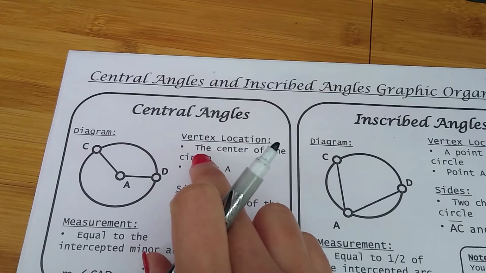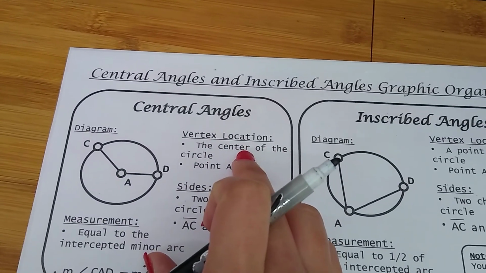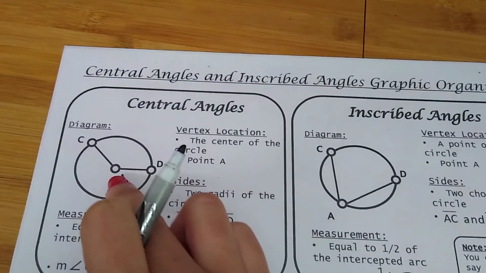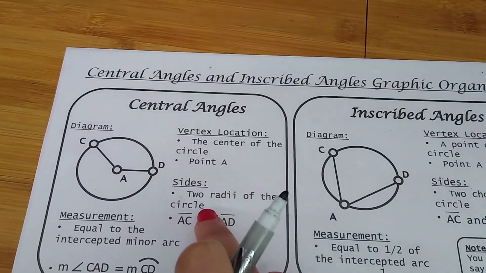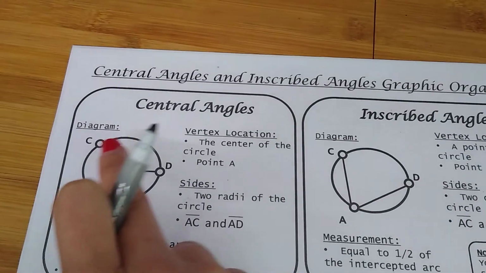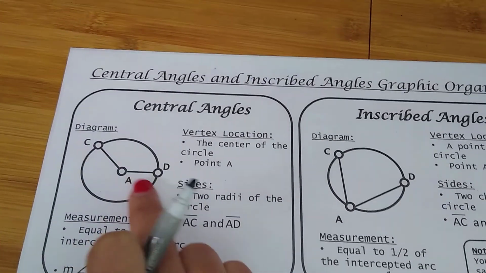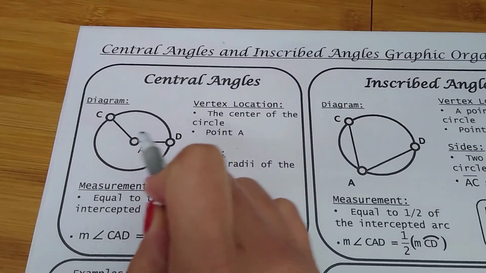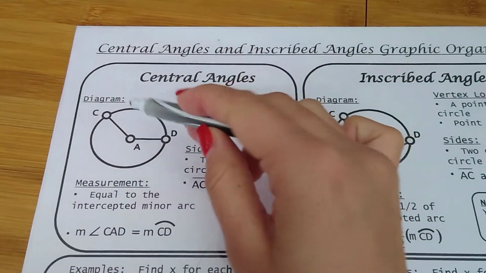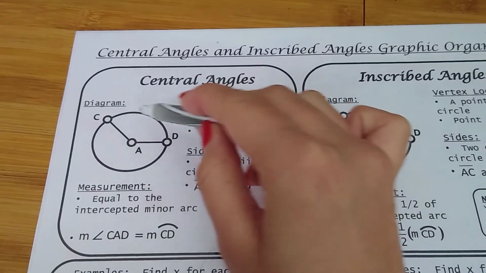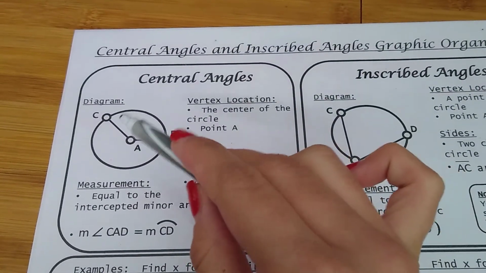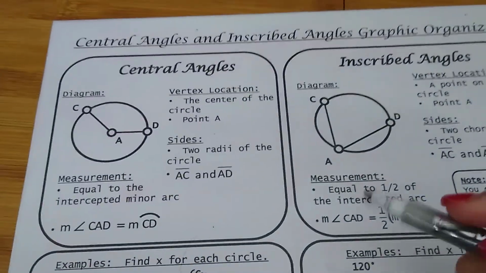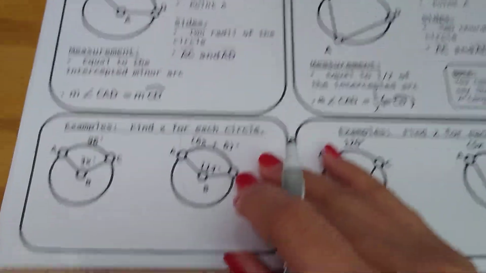So the vertex location: the center of the circle is the vertex, and in this case it's point A. The sides are the two radii of the circle, so in this case AC and AD. And the measure of the central angle is equal to the intercepted minor arc, so it would be this one over here. So the measure of angle CAD is equal to the measure of arc CD. Okay, so now let's try some examples.